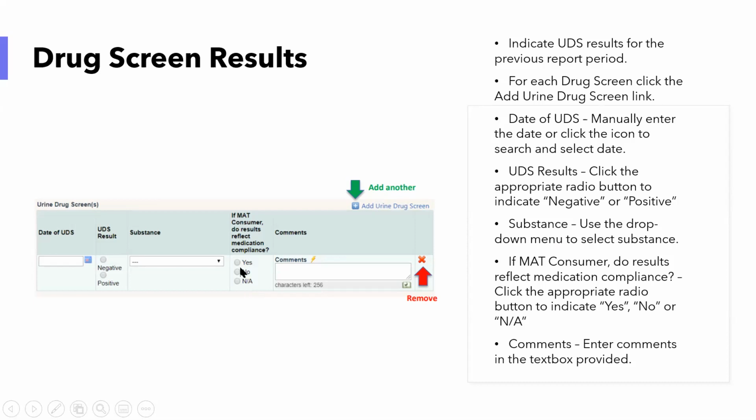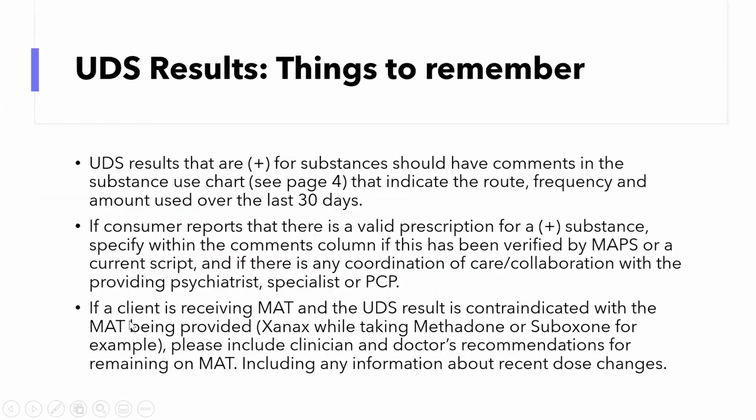And then for the substance, use the drop-down menu to select the substance. I didn't say that part. And then in the comment section, you can enter comments as needed. Again, if you need to remove this, if you put in a wrong substance or something, you can click the red X, and to add another substance, you can keep clicking the blue plus sign.